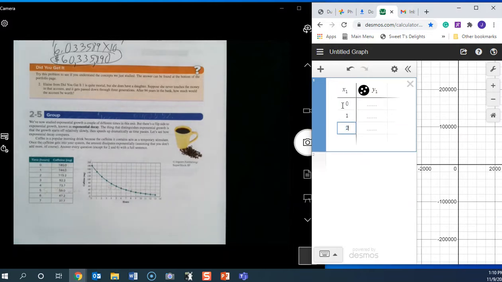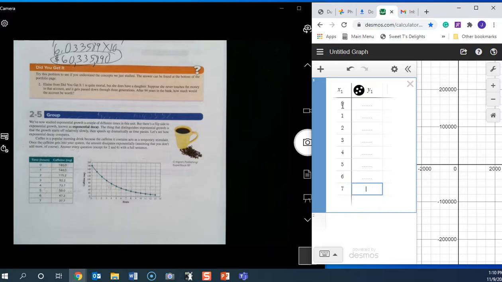So it'll be 0, 1, 2, 3, 4, 5, 6, and 7. Then we will type in these values. We got 180, 144, 115.2, 92.2, 73.7, 59, 47.2, and 37.7. All right, so we created this table.